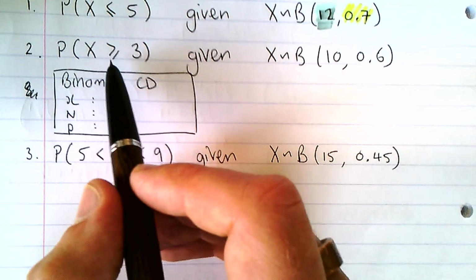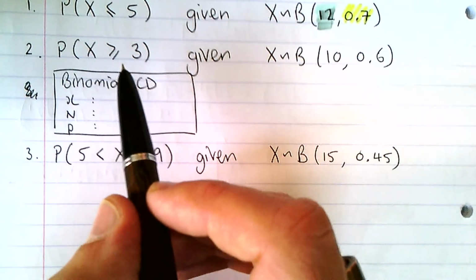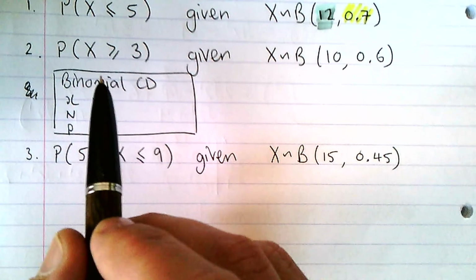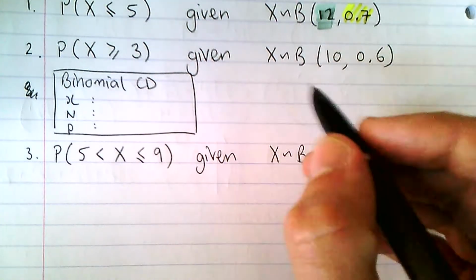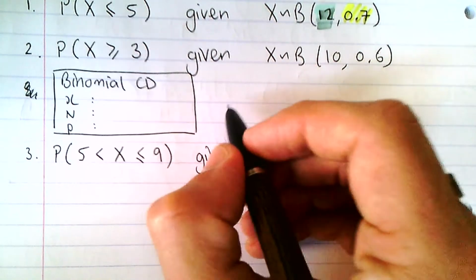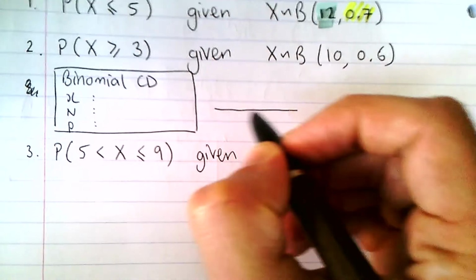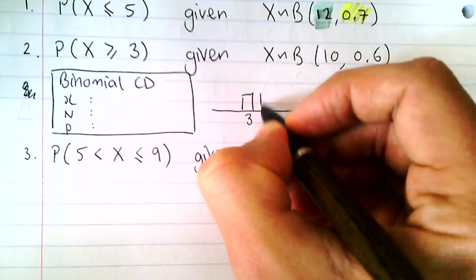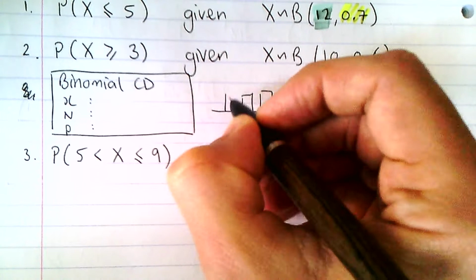So what we've got to start thinking about is how probability distributions work and what it is that we're trying to work out. So what I'm going to do is just draw myself a couple of bars. I'm just going to draw myself a little line. I'm going to draw the bar 3. I'm going to draw the bar 4 next to it. The bar 2 next to that.